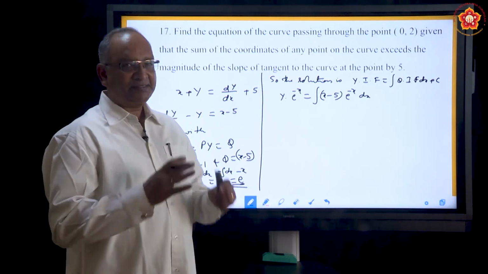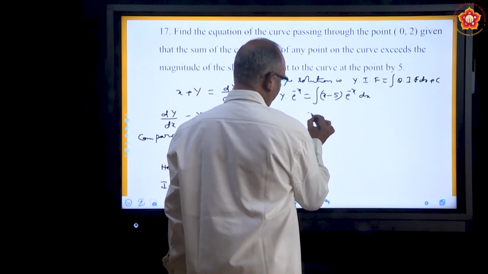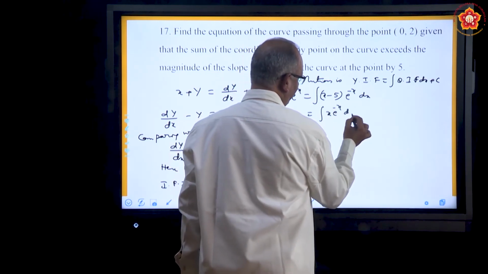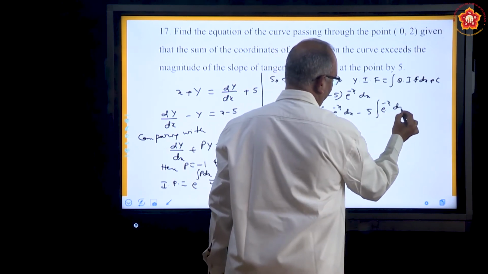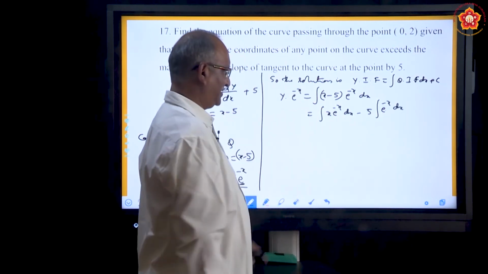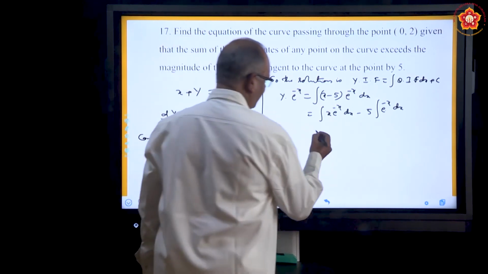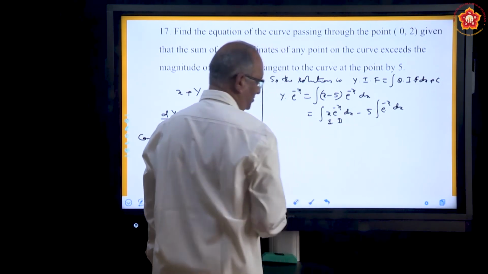How to integrate? Separate them into 2. Means what? This can be written as x e to the power minus x dx minus 5 e to the power minus x dx. What is the advantage? Here we can apply the product formula. So, take x as first function, e to the power minus x as second function and integrate.